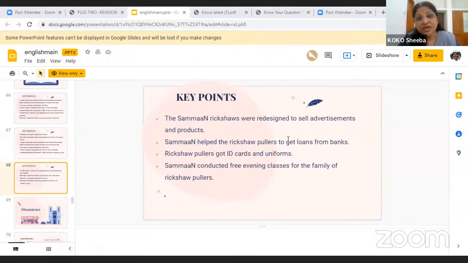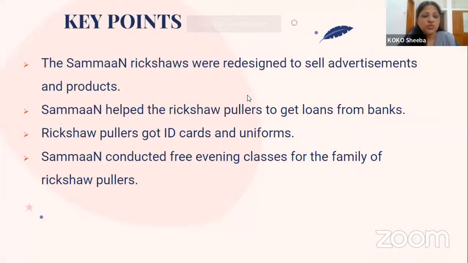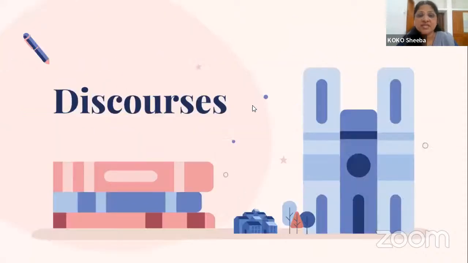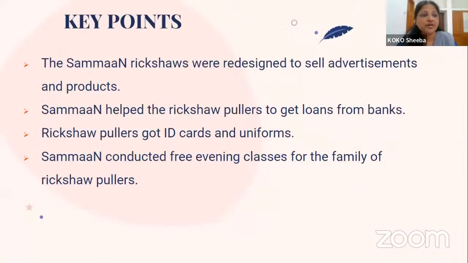Samman Foundation provided free evening classes for their wives and children. According to him, rickshaws are eco-friendly vehicles. He also has the idea of solar-powered fiberglass rickshaws. He advises the youngsters to take entrepreneurship as a career. Only through dedication and hard work, a person can be successful in business. According to him, entrepreneurship is a solution to unemployment. So this is the content of the interview with Irfan Alam.